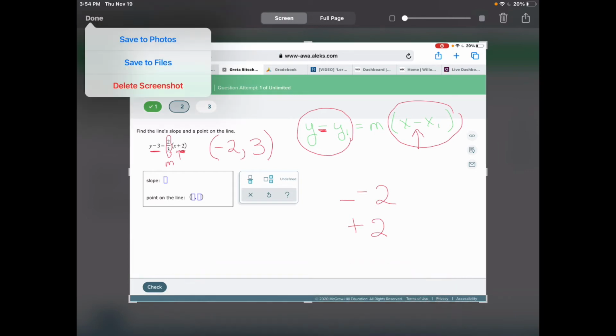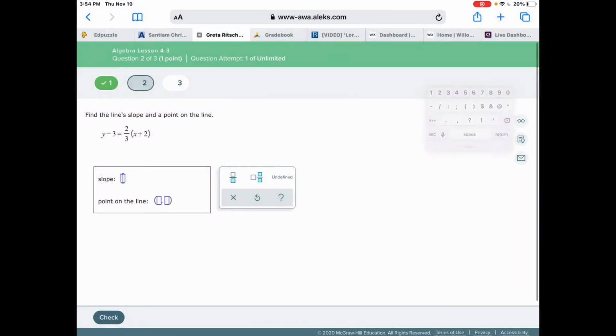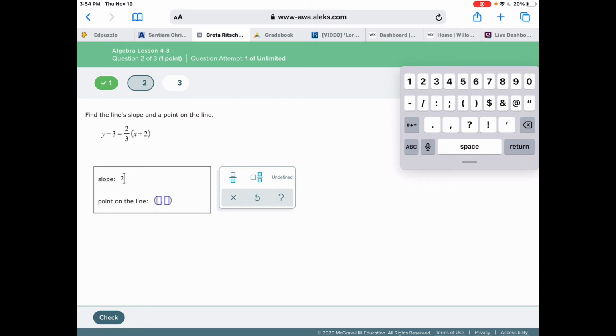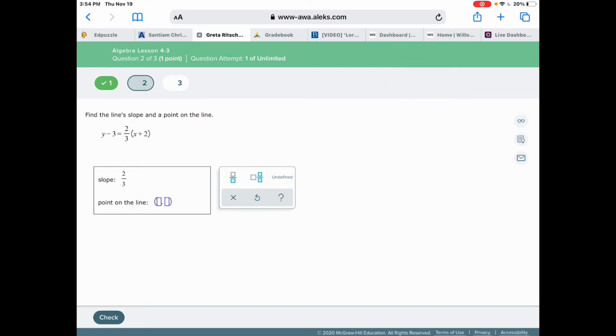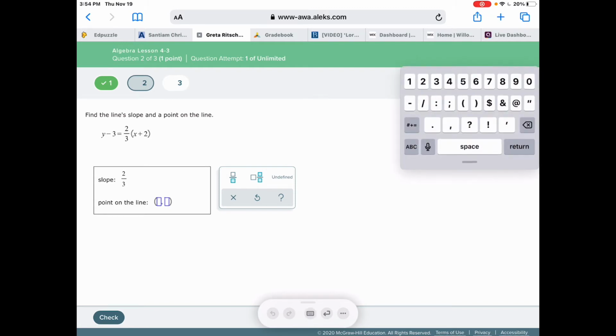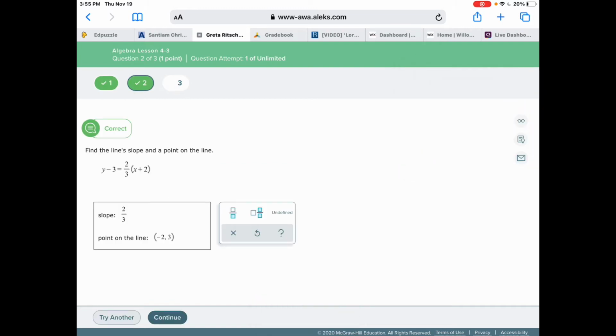So let's go back and enter that. Slope is 2/3 and the point is (-2, 3). So that's my point, my slope. That's why the formula is called point slope formula.